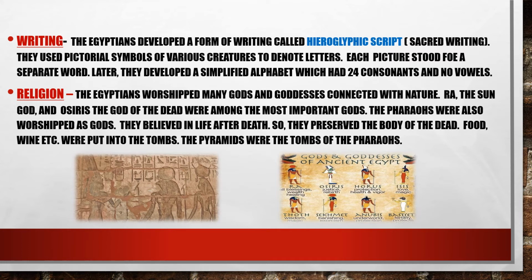Food, wine, clothes, furniture, jewelry and weapons were put into the tombs. The pyramids were the tombs of the pharaohs. So like this, they preserved the bodies, and they also put the food, the wine, the jewelry and the weapons into the tombs. Now, this is all about the occupation, religion and writing of the Egyptian civilization. Now let's move and see what the achievements of the Egyptian civilization are.